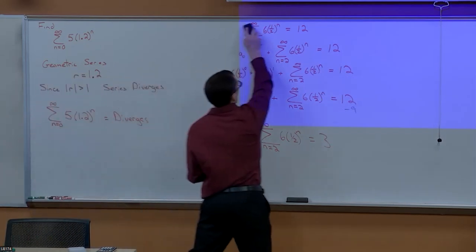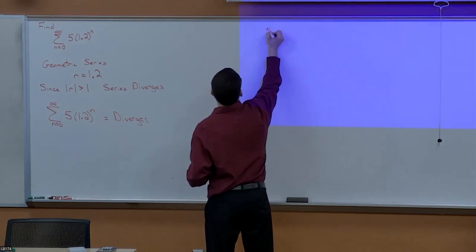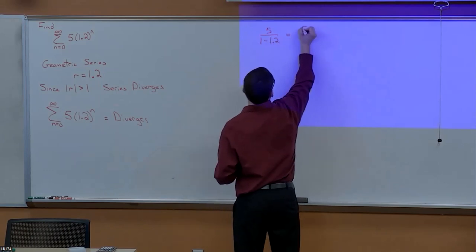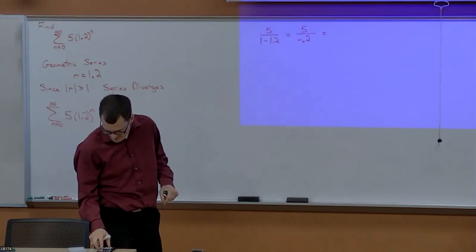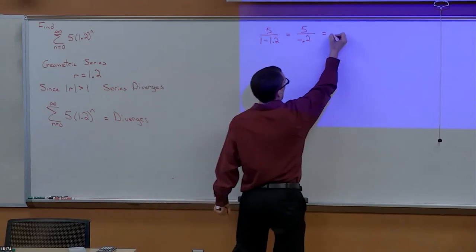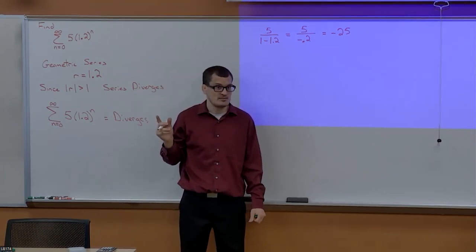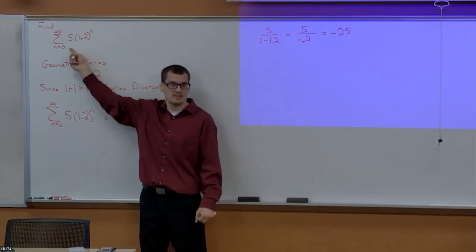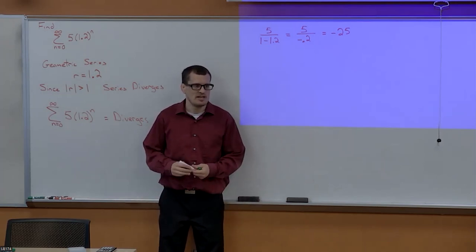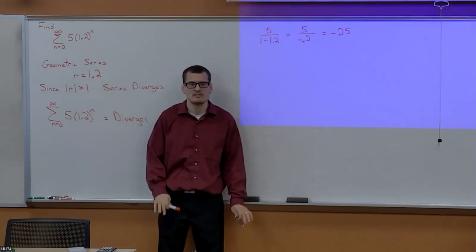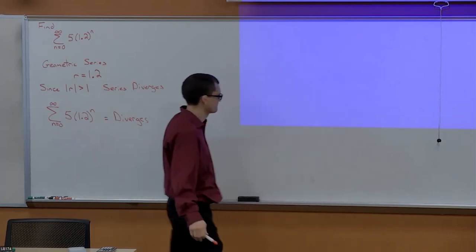Some people get into the habit of doing the A over one minus R so much that they just start putting in 5 over 1 minus 1.2 and then start calculating that. Now I want to show you what happens in this case, because it's kind of a funny thing. You get negative 25, right, if you put in A over one minus R. And it's kind of funny, because we're adding up a bunch of positive numbers here and you're ending up with a negative 25. So that should send up red flags too. But it's better if you just notice that R is bigger than one, so the series diverges. But when you do things wrong, you get some funny answers.